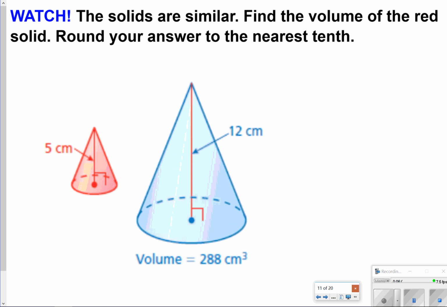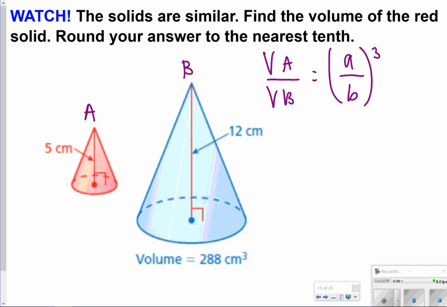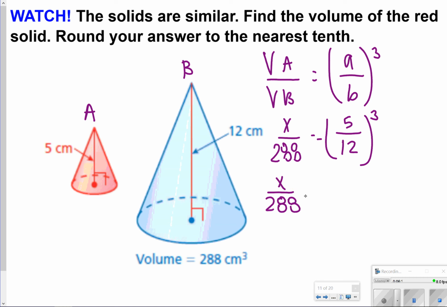Alright, so this example, I'm going to say that this red one is A and this blue one is B. So just remember the volume of A over the volume of B is equal to A over B cubed. Okay, I don't know the volume of A, so that's going to get an X, but volume of B is 288. And then side A will be 5, side B will be 12. Okay, and what we're going to have to do is cube these. So that would mean 5 times 5 times 5, which is 125, and 12 times 12 times 12, which is 1,728 in your calculator.